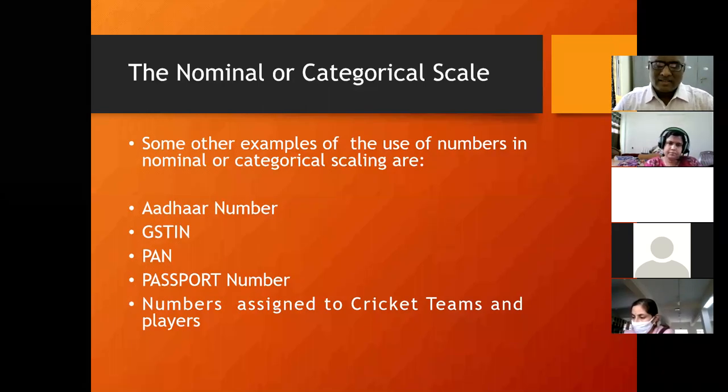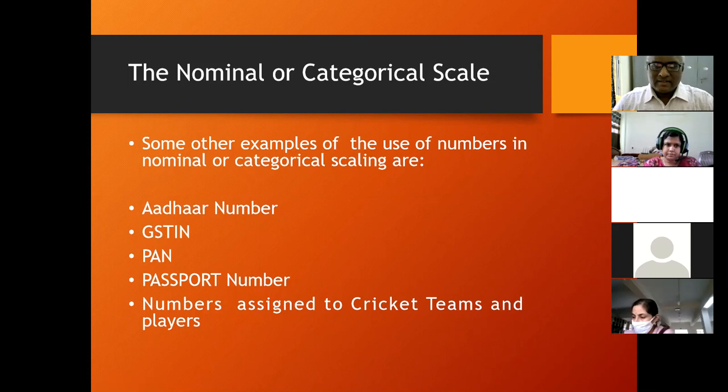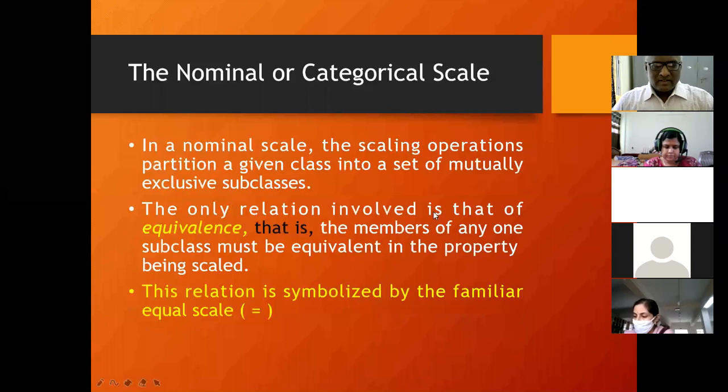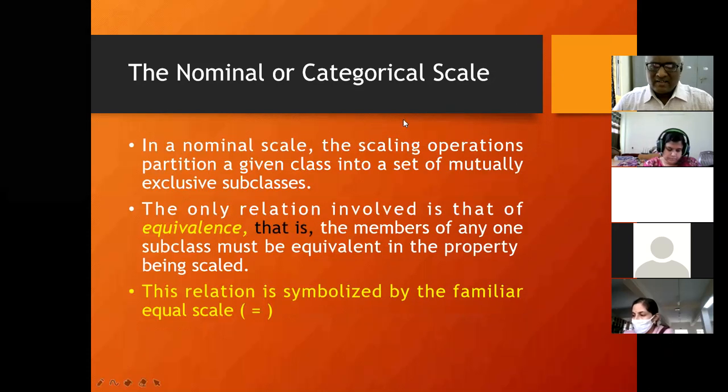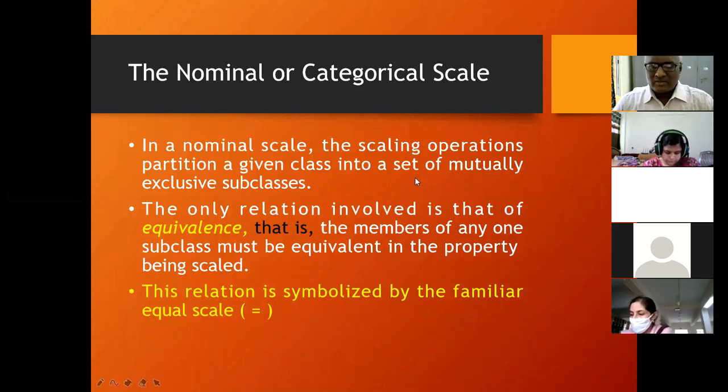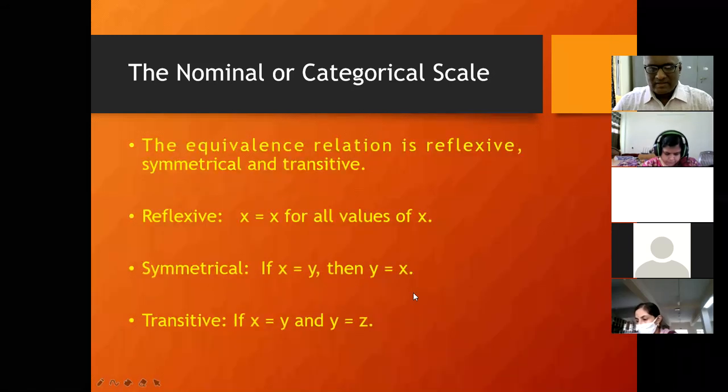The basis for a nominal scale is grouping and classifying a respondent or an object into a specific group. What are the features of this nominal scale? The scaling operation partitions a given class into a set of mutually exclusive subclasses. The only relation involved is that of equivalence, that is, the members of any one subclass must be equivalent with respect to the property being scaled. This relation is symbolized by the familiar equals sign, so here we have a mathematical expression.